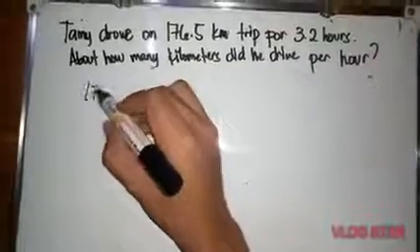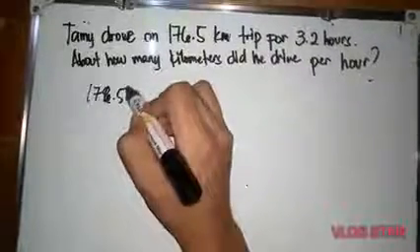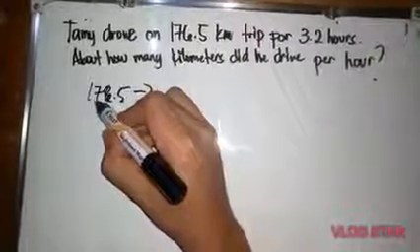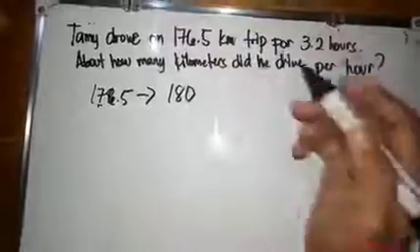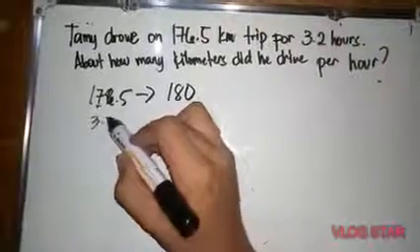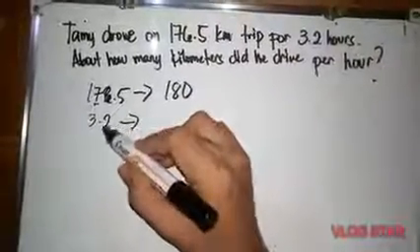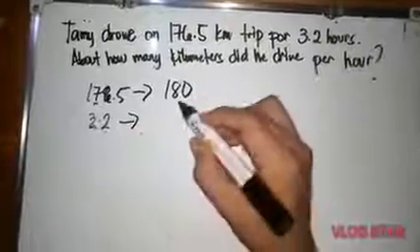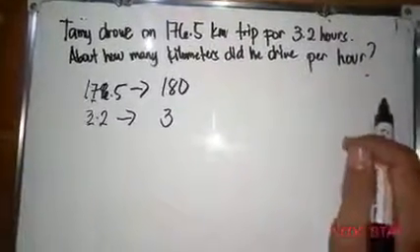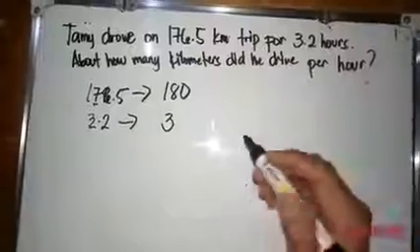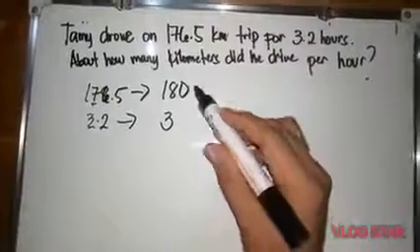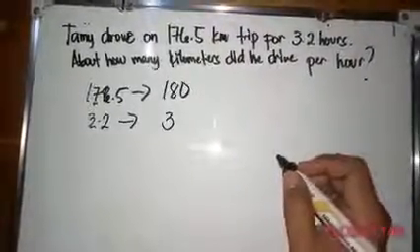So if we round up 176.5, we can round this to the nearest tens to make it 180. Next is 3.2. We can round it to the nearest ones to get 3. Still, the dividend and the divisor are easy to divide. That's the technique that you need to consider in rounding. The dividend and the divisor must be easy to divide.